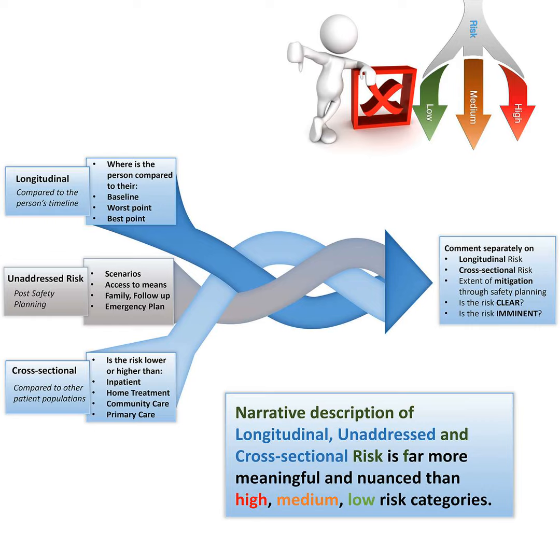We recommend a more nuanced approach to determining clear and imminent risk. It involves developing an opinion on longitudinal risk, cross-sectional risk, and unaddressed risk. Unaddressed risk is essentially risk that cannot be meaningfully addressed through safety planning. Longitudinal, unaddressed, and cross-sectional. Let's explore each of these.